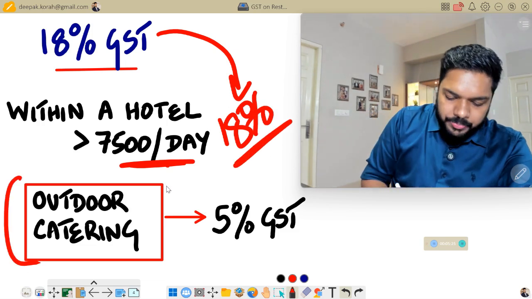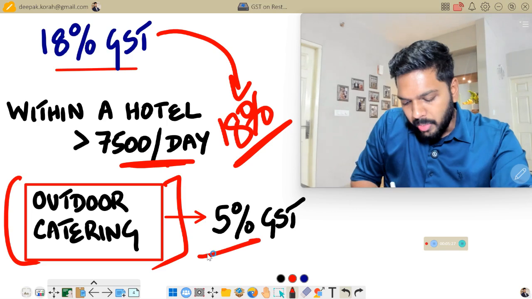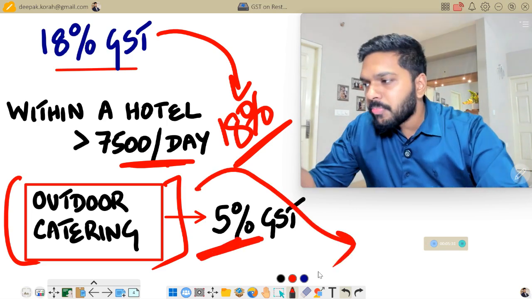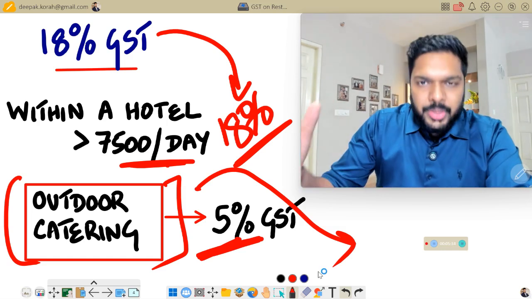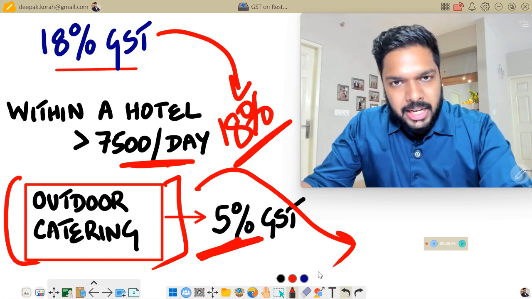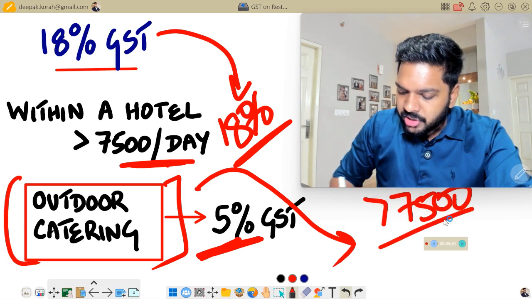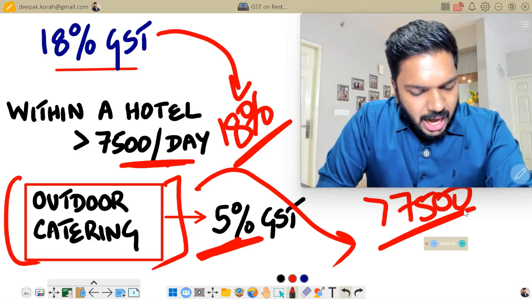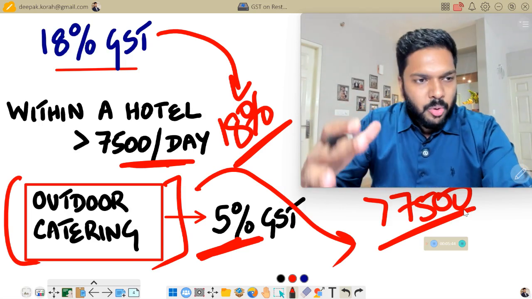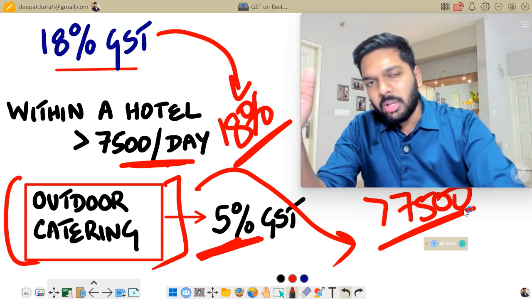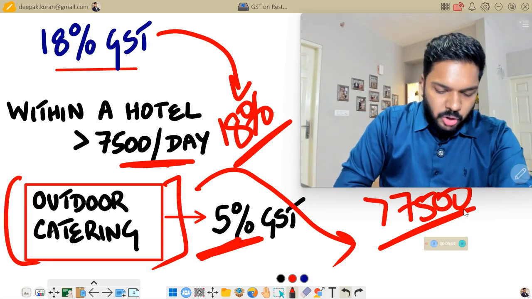Outdoor catering, if it's on a standalone basis, is normally at 5%. But if outdoor catering is done by the banquets of a particular hotel having a room tariff of more than 7,500, then definitely 18% GST will apply. So the objective of this particular video was just to make you aware of the correct GST and service charge and all that should come on a particular restaurant bill.